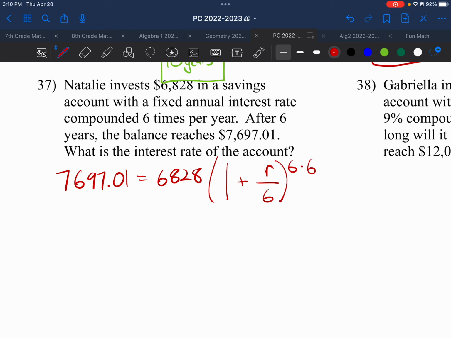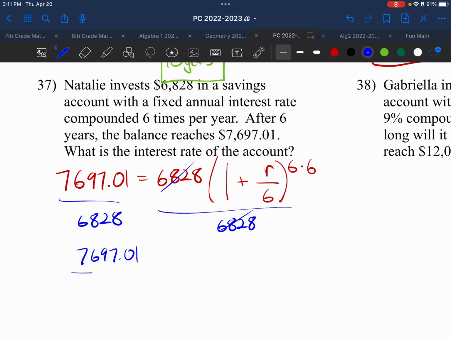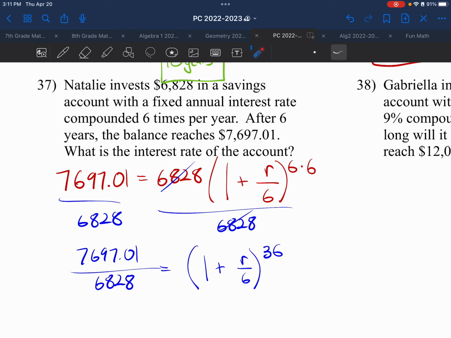Okay. So, first, let's get rid of that. Let's divide by 6828, divide by 6828, and it's gone, and I rewrite 7697.01 all over 6828, and that's going to be equal to this 1 plus r over 6 to the power of 36. We need to get rid of this power of 36 to untrap the parentheses.